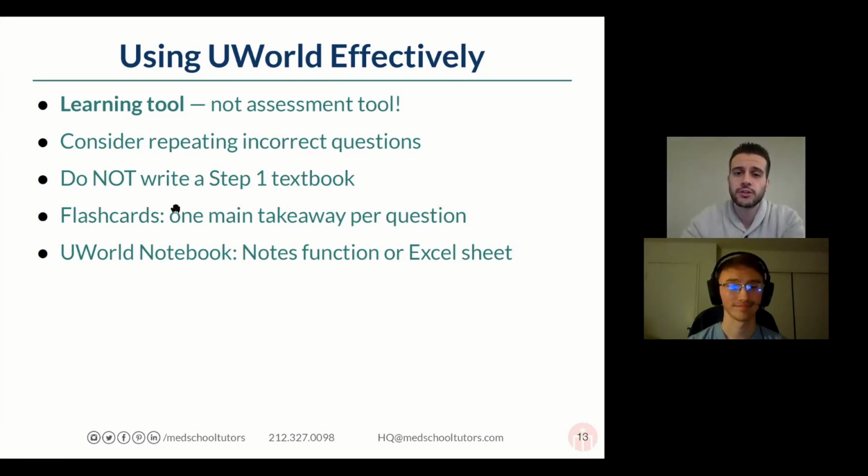But really restrict yourself to one item, because I was so guilty of this. I would inevitably end up writing out the entire explanation, and it took me like 20 minutes to get through a UWorld question, and that's just not sustainable. You really need to be looking at like 3, 4, 5 minutes per question.